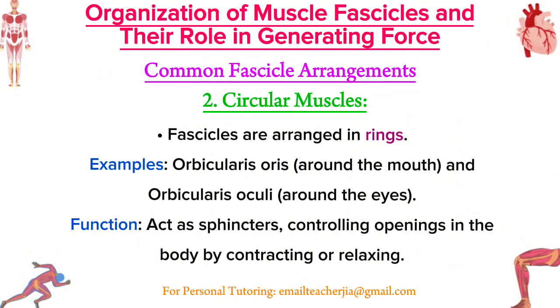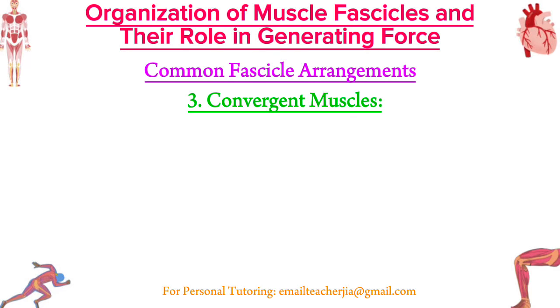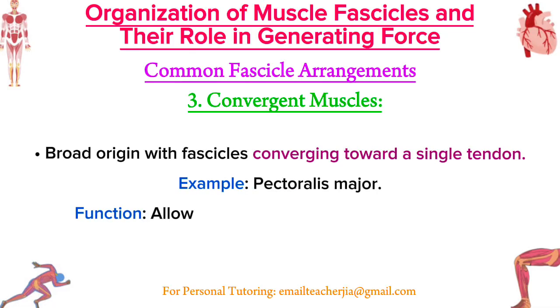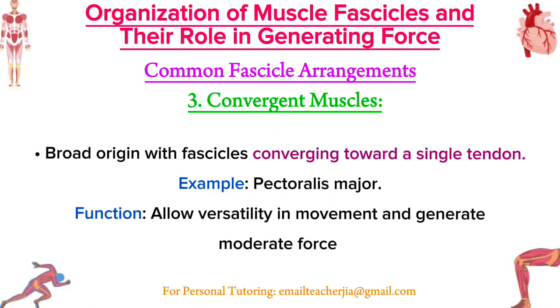So we move to convergent muscles. They have a broad origin with fascicles converging towards a single tendon. Example: pectoralis major. Convergent muscles allow versatility in movement and generate moderate force.